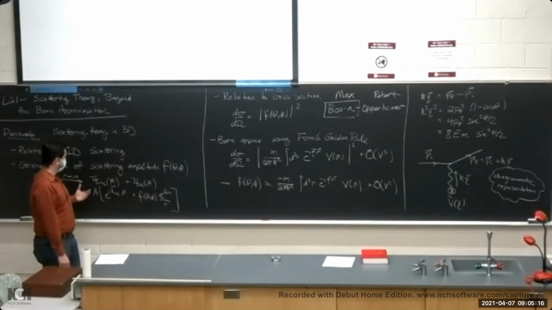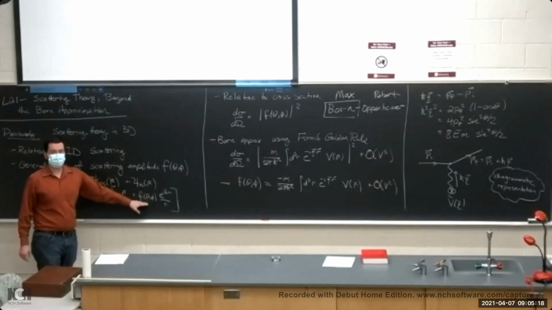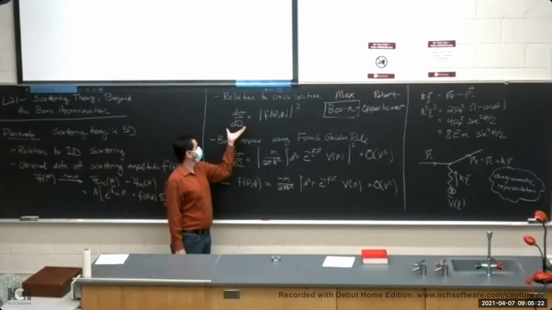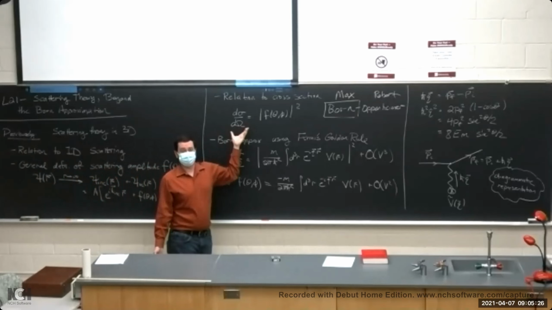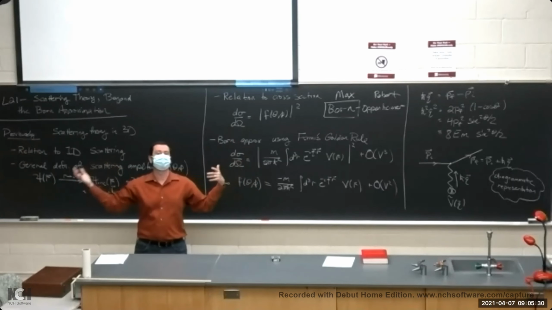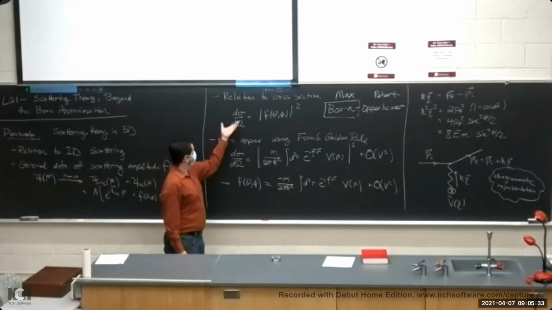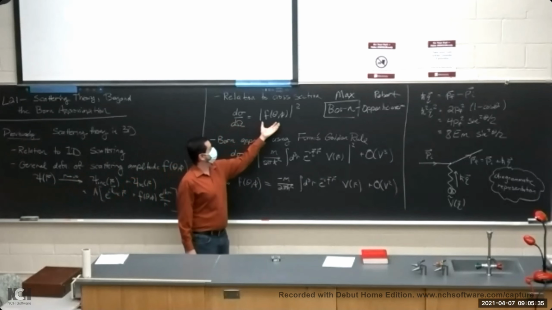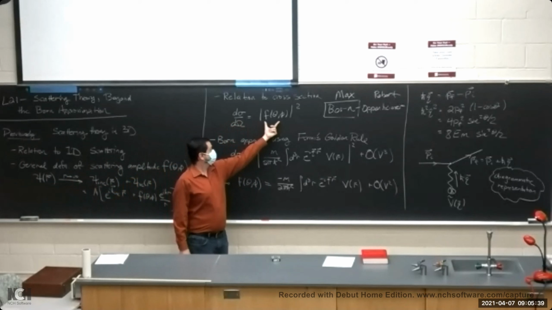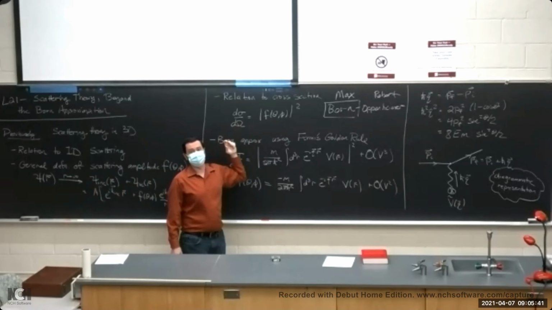And we showed, based on the probability current in compared to the probability current out, that this leads to a flow of probability expressed as a cross-section. Remember that that's a rate divided by incoming current so that you can compare one measurement versus another measurement with different beams. We showed that the cross-section is simply the scattering amplitude squared. So if you find the scattering amplitude, you square it, you immediately get the cross-section, which is your observable.